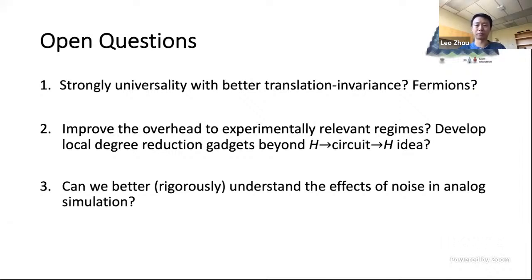In particular, we were wondering if there's a way to do degree reduction locally, beyond this Hamiltonian to circuit to Hamiltonian idea that we have. And lastly, we want to develop a better theory of noise in these analog simulations, because most of our current understanding is based on heuristic arguments and folklore. In conclusion, I hope I have convinced you that the future of analog quantum simulation is bright, and I invite all of you to work on these questions with us. I'm happy to take any questions from the audience.